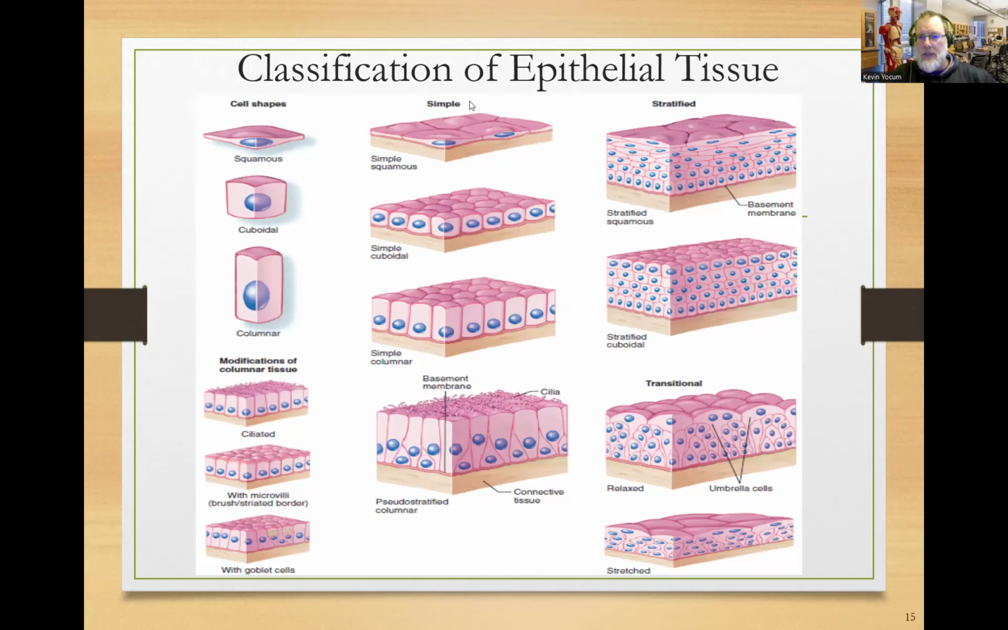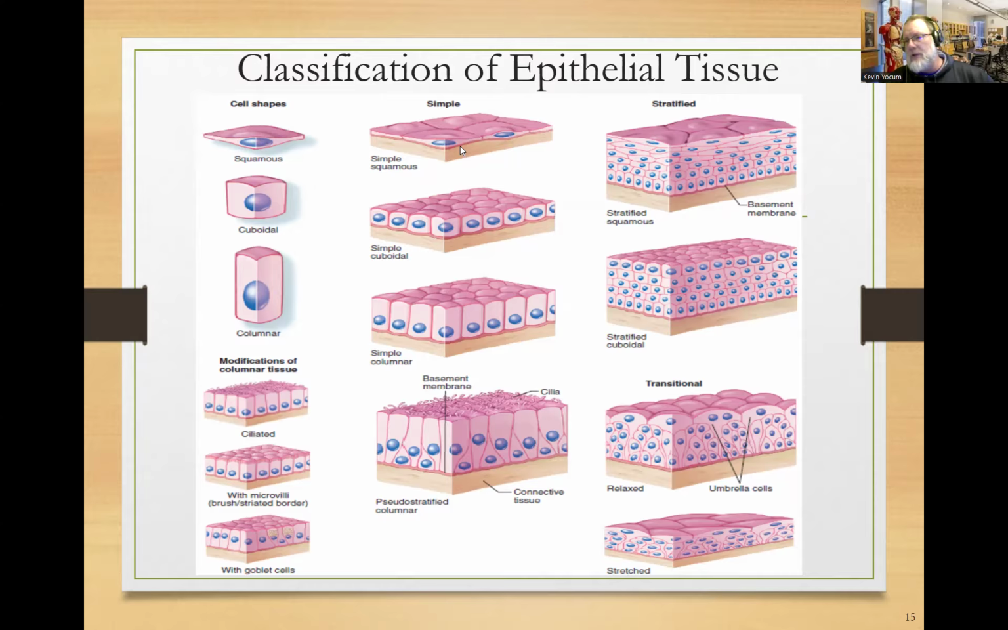The other classification, a descriptor, is called simple versus stratified. Again, how many layers of the cell? So what does the cell look like, and then how many layers is it? It doesn't get more specific than either one layer or more than one layer. So we put simple as the modifier of any of the cell shapes: simple squamous, simple cuboidal, simple columnar. Simple squamous would be one layer of flat cells. Simple, one layer; squamous, flat.